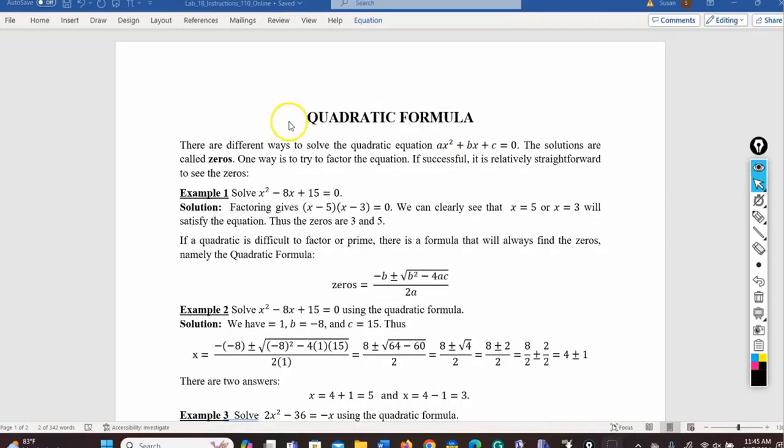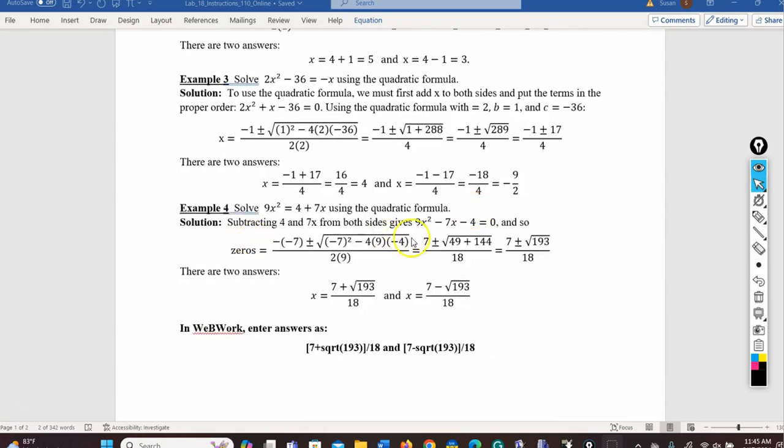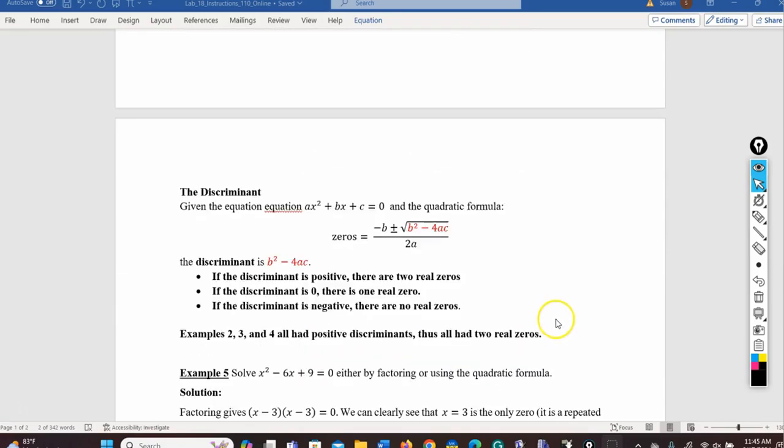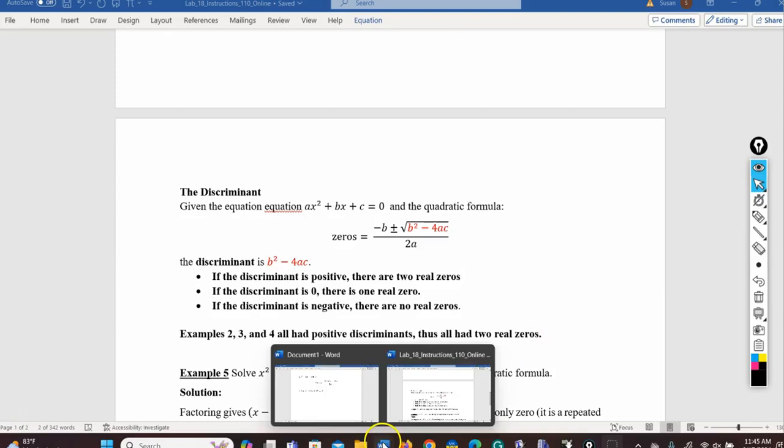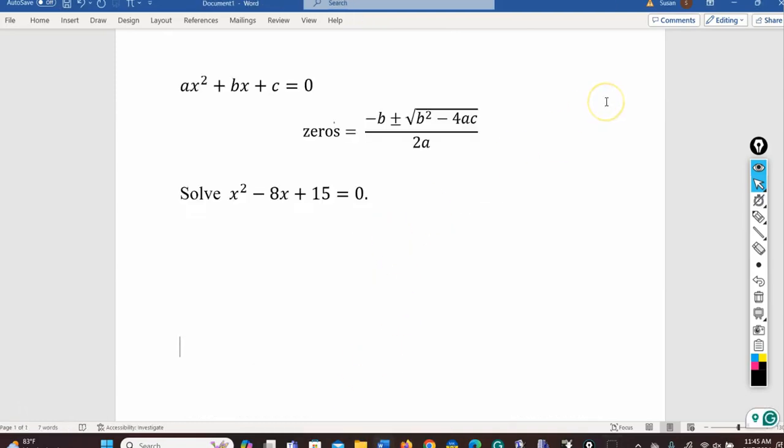Okay, we're going to talk about the quadratic formula today. So again, we have examples with some answers worked out and how to type them into WebWork. But let's just come over here.